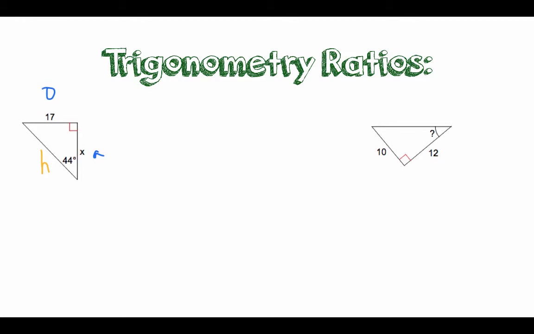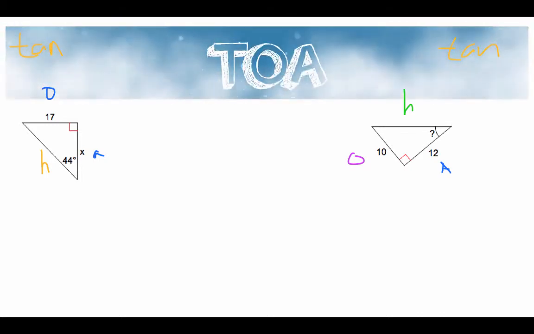Hop over to this one, same idea, right? Right triangle makes our hypotenuse right here. As we look, here's our opposite right here, and here is our last side, which is the adjacent. So now that we have that all figured out, you can see that we're going to use tangent here because we're not given a hypotenuse, and we're going to use tangent here because we're not given a hypotenuse.